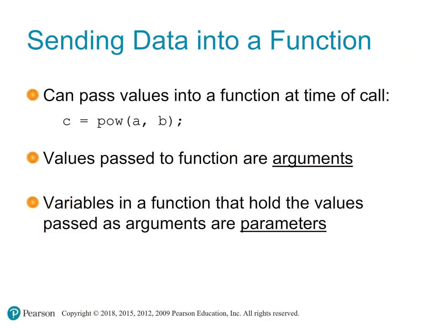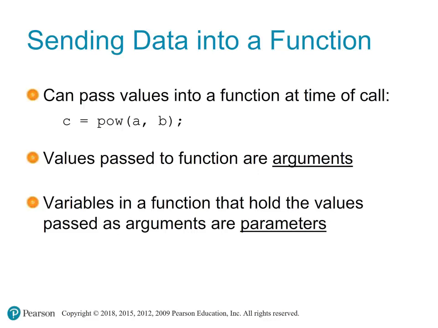You can pass values into a function when you call it. These values are known as arguments. Here we have C equals pow, that's a power function, and we pass arguments A and B. A and B are arguments passed to the pow function, which returns A raised to the power of B. These are the actual values you pass to a function. They can be variables, constants, or expressions.